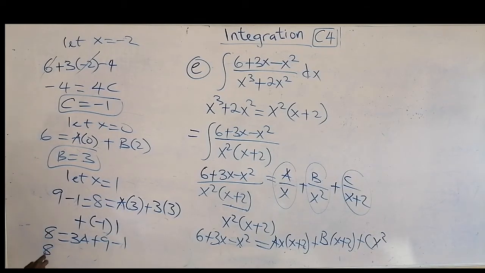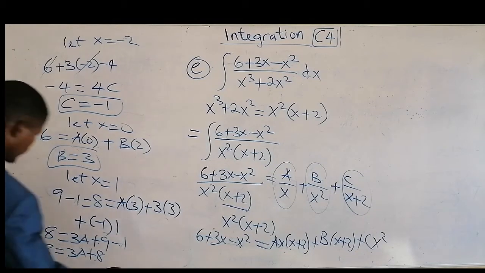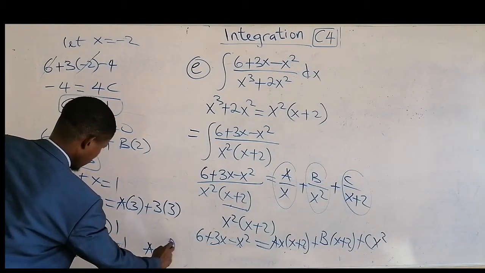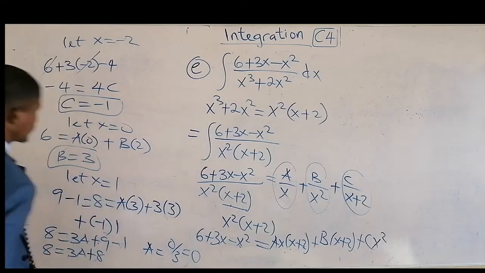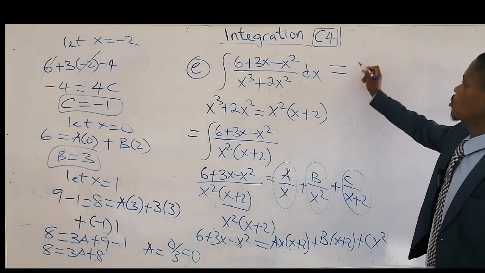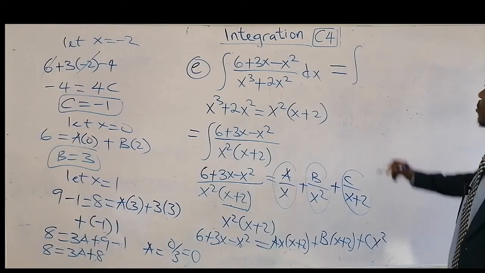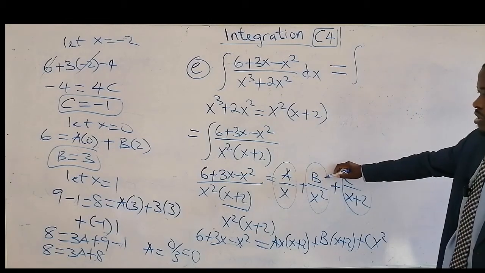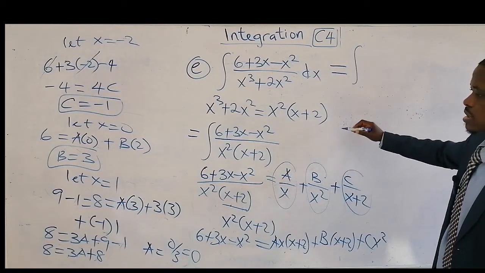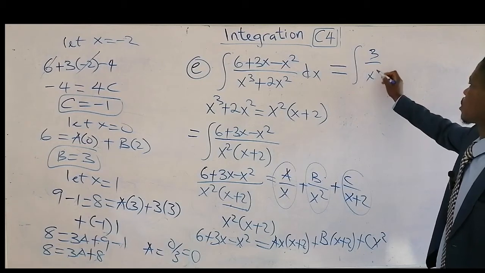So we now have 8 equal to, this is 3a, this 3a plus 9 and minus 1. So that will be 8 equal to 3a plus 9 minus 1, that's a plus 8. Moving to the other side, so a is 0 over 3, and that's what? That's 0. So this question will now be equal to integral of our a is 0, so that one is gone. So you just have b. B is what? B is 3 over x squared.